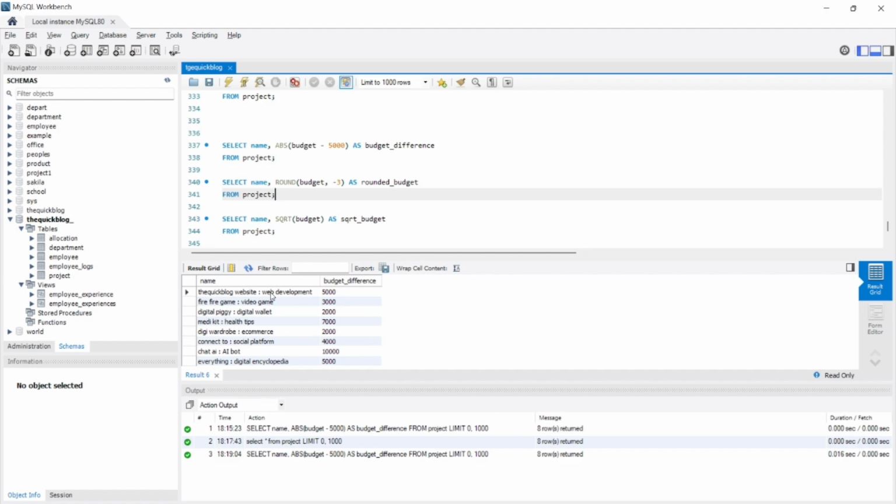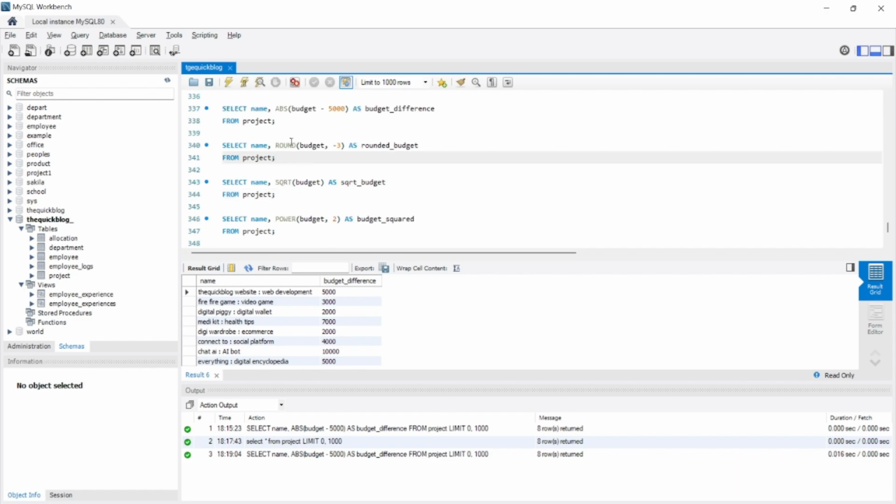So let us suppose the budget of the quick blog website project was around 5,422, and if we try to round off the budget to its nearest thousand, its nearest thousand will obviously be 5,000, because the value should exceed 5,500 in order to round up towards 6,000. So our expected answer will be 5,000. I hope you have got some knowledge about the round function as well.